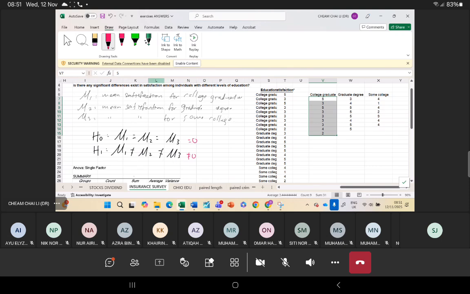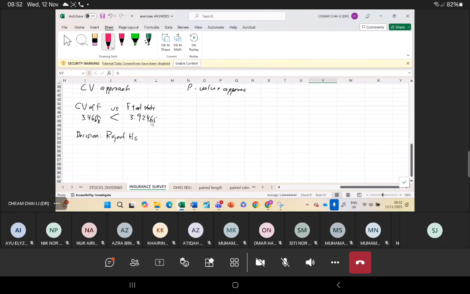If our null hypothesis says all of them equal to zero, that means all three are the same. Right? So for one way ANOVA, single factor, the null and alternative hypotheses you have to write in this way. Can or not? Okay, Madam.